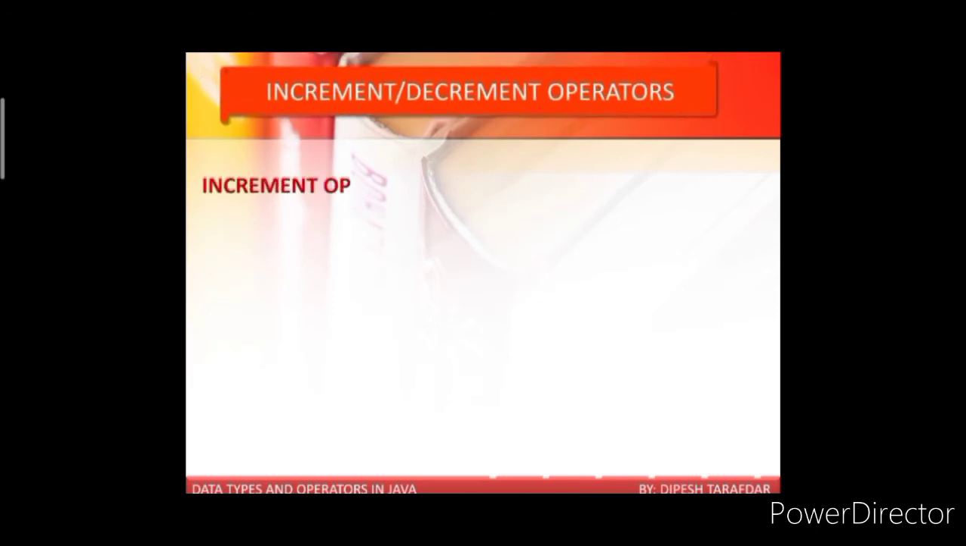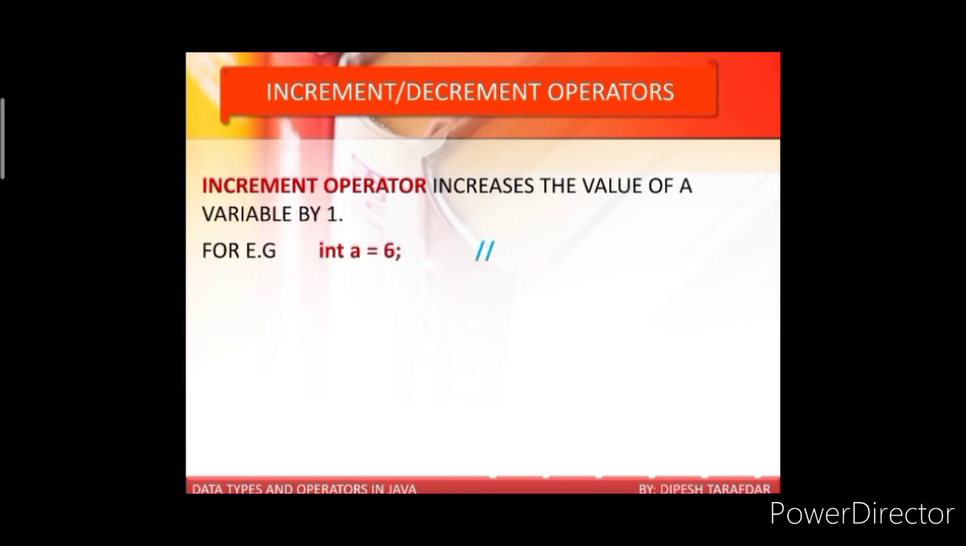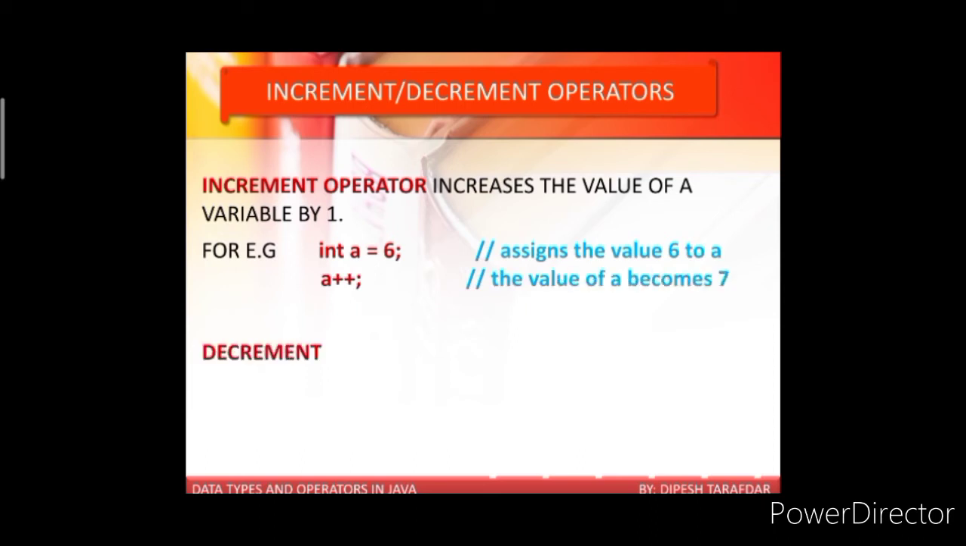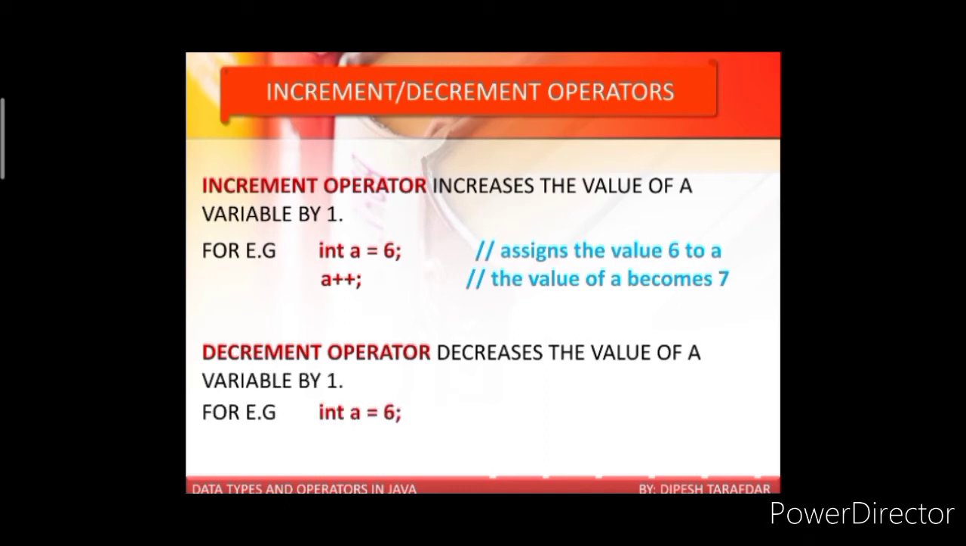Next we have the increment and decrement operators. Now increment and decrement operators are unary operators which work on a single operand. The increment operator increases the value of a variable by 1. So if you have a variable like int a = 6, where the value 6 is stored in a, and then if I write a++, ++ is the increment operator, the value of a will become 7. The decrement operator decreases the value of a variable by 1. So if I write int a = 6, and then if I write a--, the value of a will become 5.